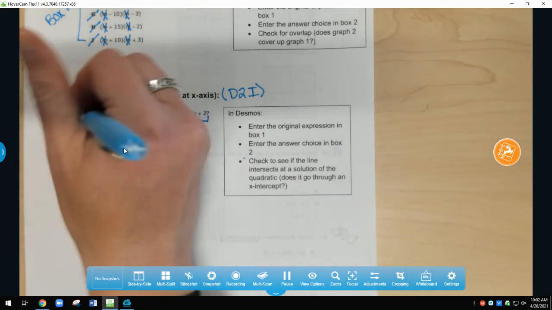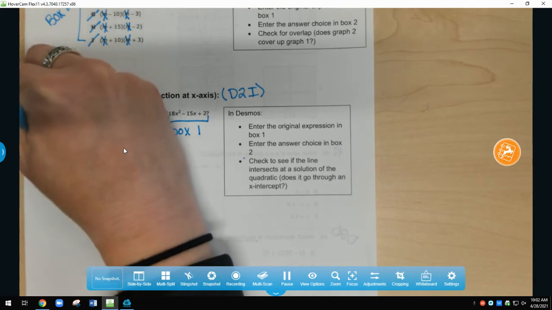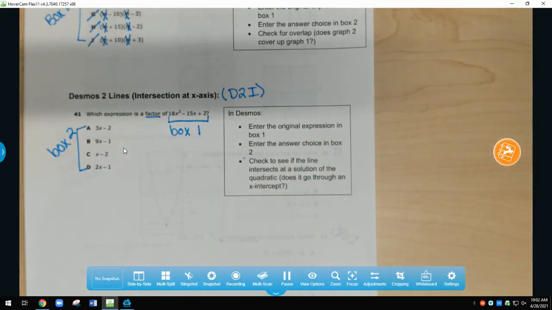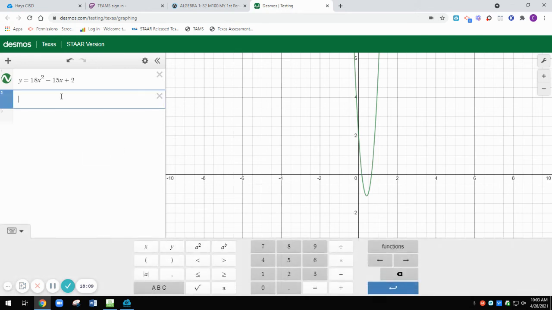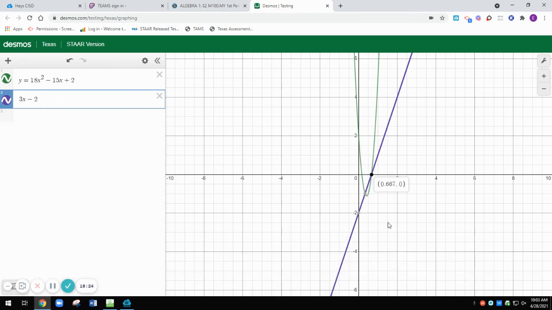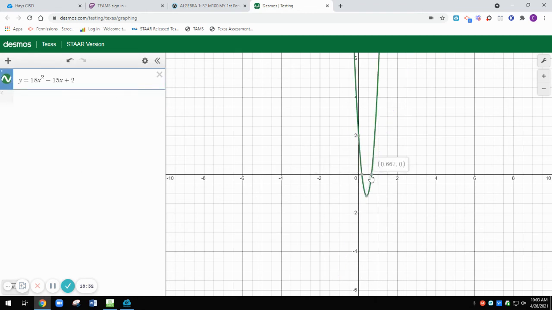Okay, so this time, we're going to put our answer choice in. This is going to graph a line. So these are going to go in box 2. You're looking for it to cross one of the solutions. So you're looking for our answer choice to cross one of these 2 points. Okay? So you're looking for it to cross the parabola at the x-axis. So for the first one, we have 3x minus 2. Okay, that one looks like it crosses there, so we would be good to go. If you're not sure, what I would do is go ahead and click the 2 points, the 2 solutions, and write those down.